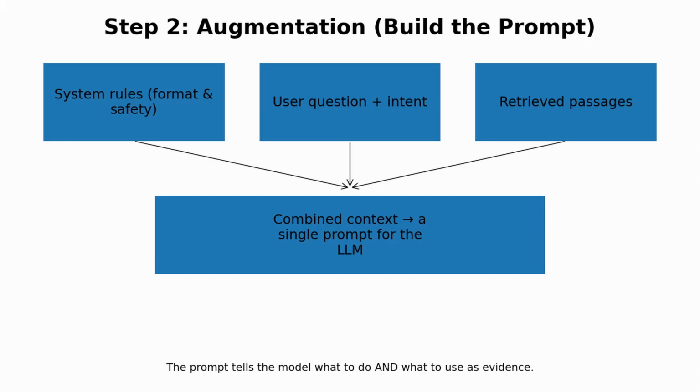A common and effective approach is to tell the model something like, use only the provided sources. If the answer is not in the sources, say you don't know.